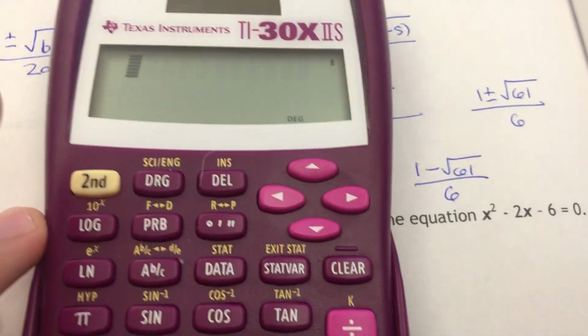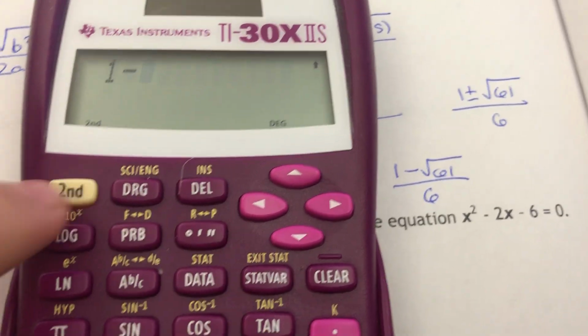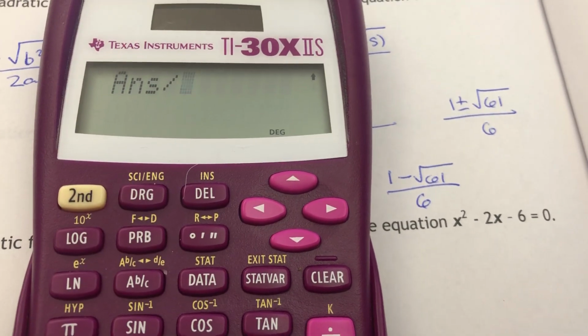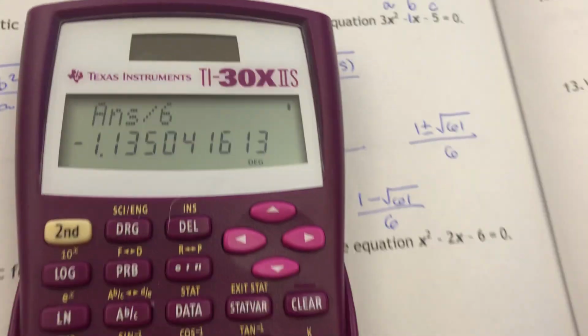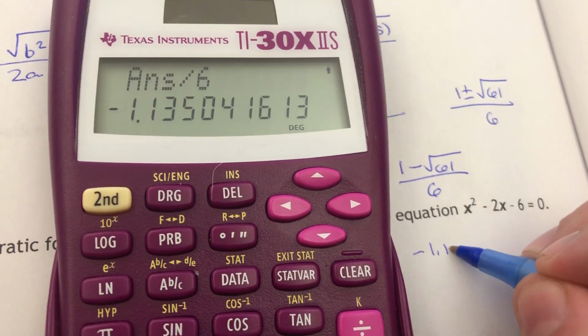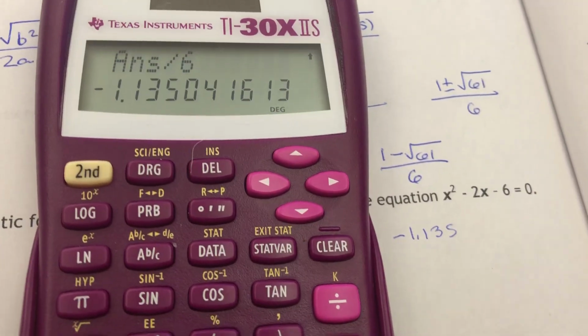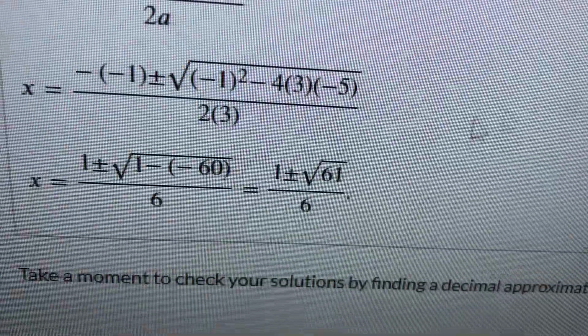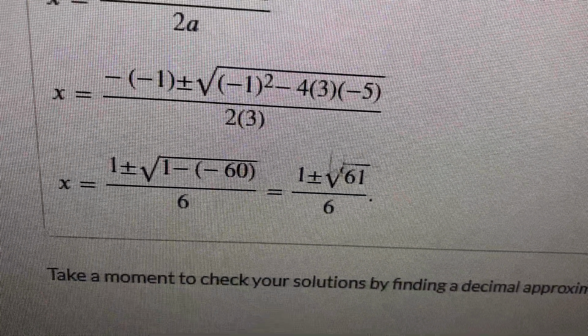And then on the other one, do the same thing, but this time it's going to be minus. So 1 minus the square root of 61 divided by 6, and get -1.135 whatever. Big old long string of numbers that we're not going to deal with. Now, they did get the same thing when they solved through here. They just did not solve it out all the way yet.